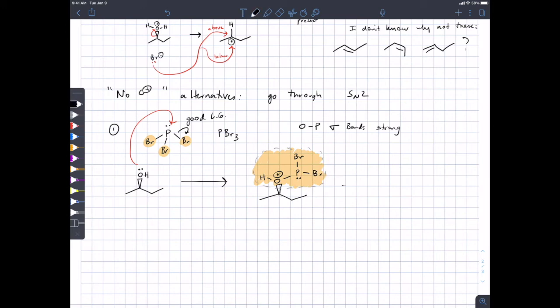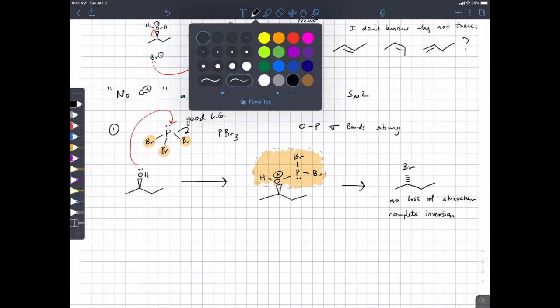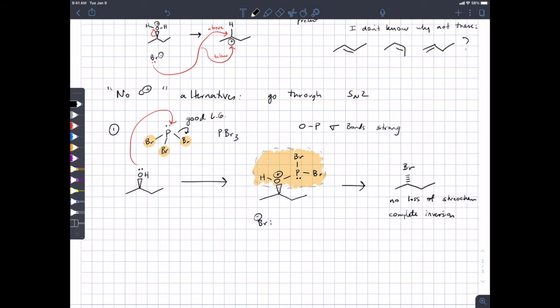So empirically, people observed that if you did this reaction, you would get, as a product, the pure stereoisomer here with no loss of stereochemistry, meaning that you observe complete inversion from the chiral starting material into the chiral product. So what does that tell you about the mechanism? It had to have been SN2. Otherwise, you should have seen a loss of configuration. So SN2 with backside attack and inversion of configuration gives us the product.